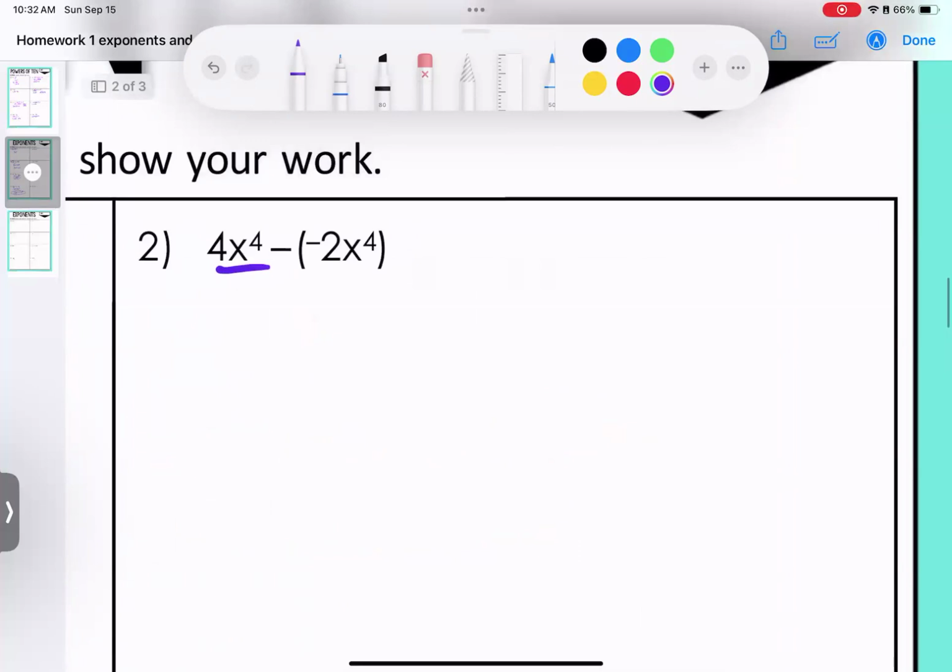Coming up top, all the way to the top. Let's do a keep, change, change. They both have the same exponents here.